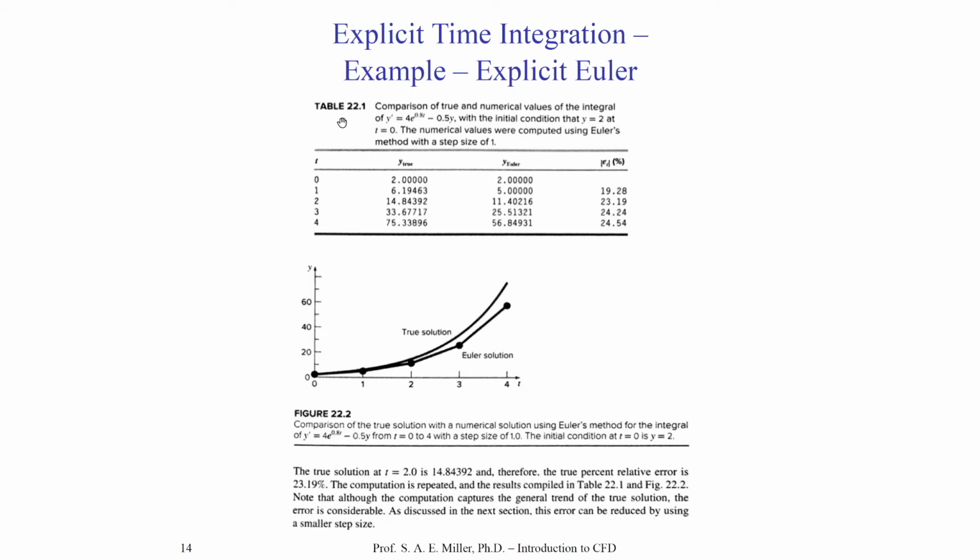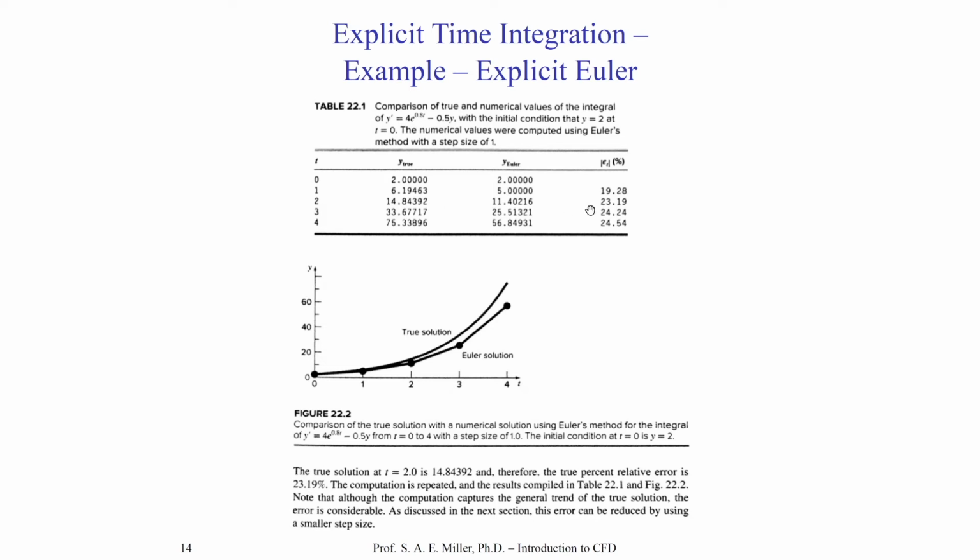For example, for this ODE, which we just defined with initial condition y equals 2 at time equals 0, we can go through and fill out the time equals 0 row. Y true represents the analytical solution in this second column. The first column represents the time from 0 to 4 seconds. Y Euler represents the numerical solution. The percent error is shown in the last column. We have explicitly shown the first time step.